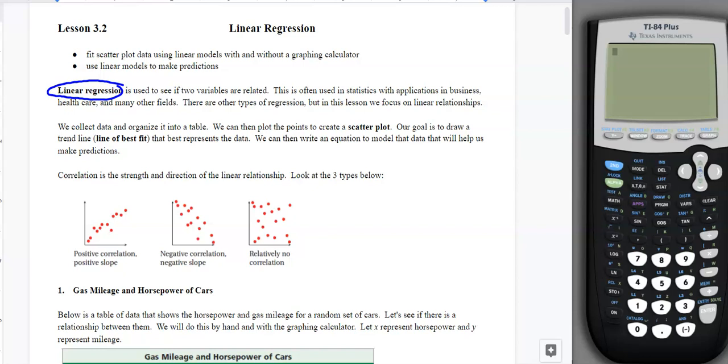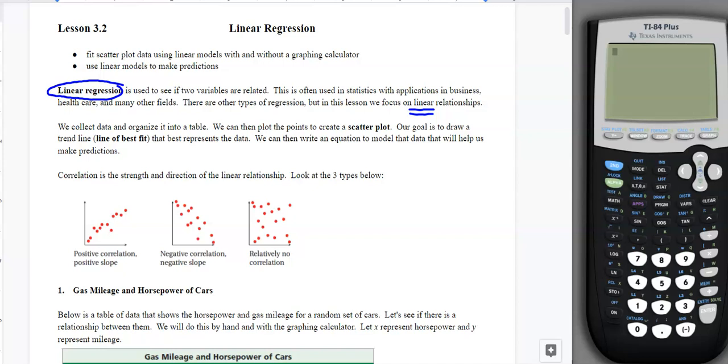In healthcare, it might be related to the amount of milligrams of medicine you take compared to maybe your white blood cells or something of that effect. There's other types of regressions, but we're going to focus on linear relationships because that's the unit we're in right now. So we collect data, we organize it into a table, we then create a scatter plot, which there's some examples of down below. And our goal is to draw a trend line, a line of best fit that represents the data.